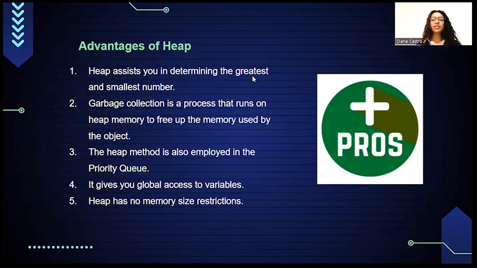Okay, some pros and cons of the heap. Heap assists you in determining the greatest and lowest numbers. They have garbage collection, which is a process that runs on the heap memory to free up the memory used by objects. And that's pretty cool. The heap method is also pretty quick, and it gives you global access to variables. Okay, this is also kind of a con, but I'll explain it a little bit more later. Heap has no memory size restrictions. So those will be some pros, sorry.